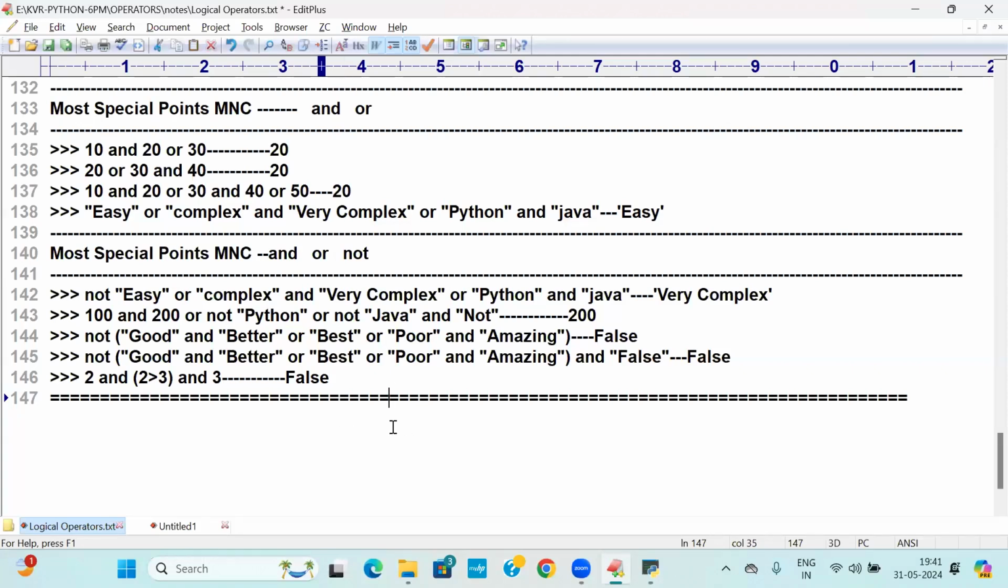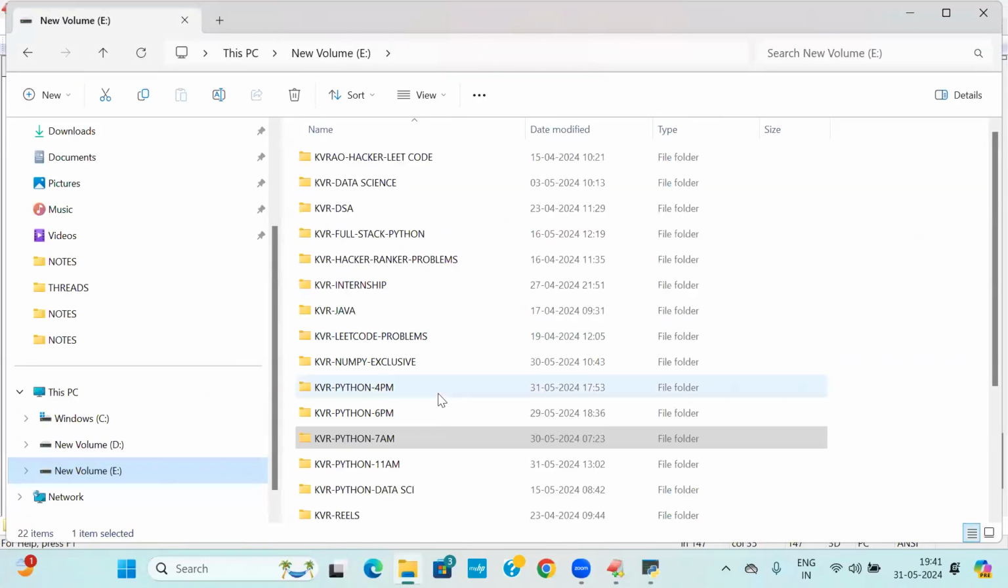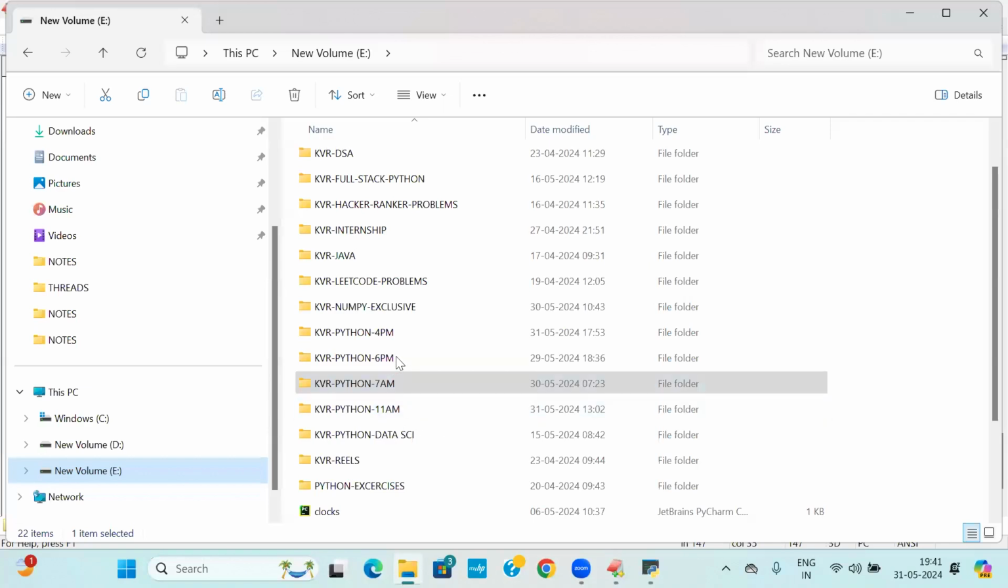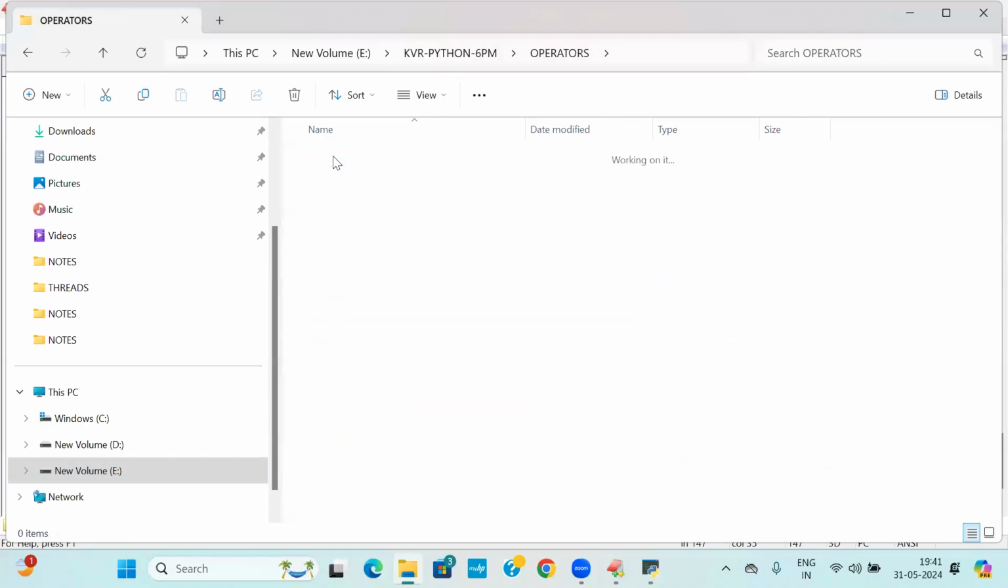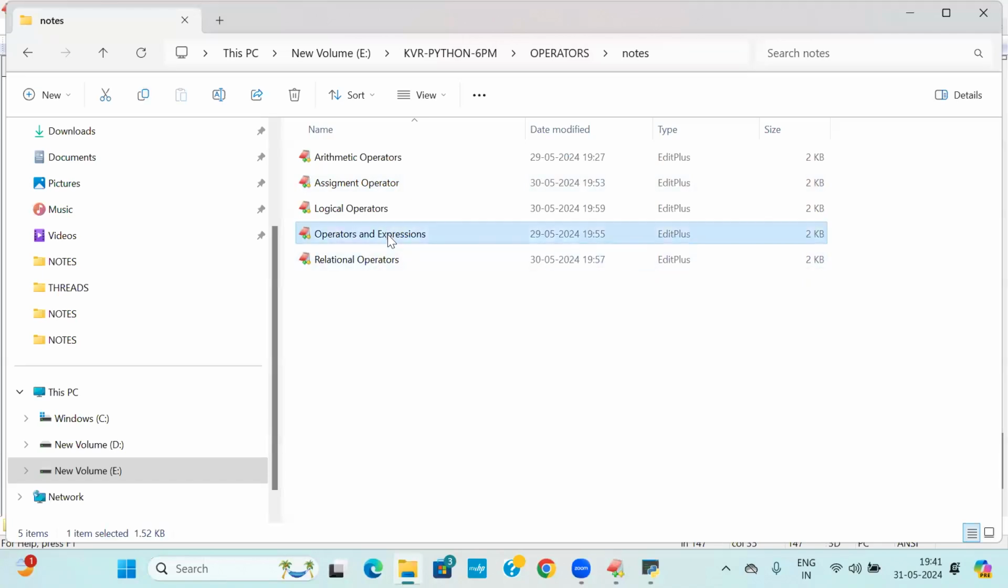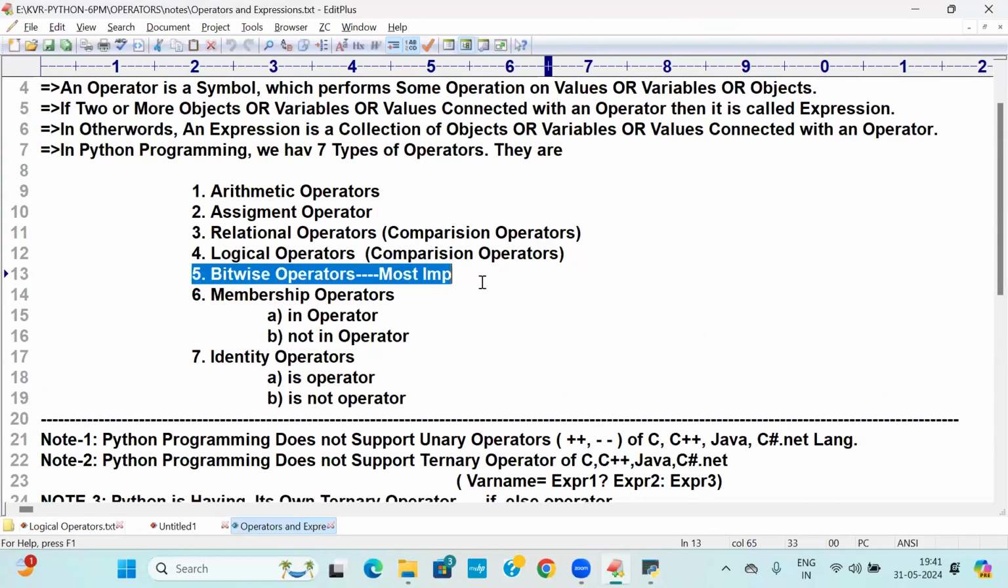Okay, students, read well. Tomorrow class, I'm going to enter. Please look into what is the next chapter. Tomorrow is Saturday. A very dangerous concept is coming. What is coming? Operators and expressions. Incidentally, it is coming on Saturday.